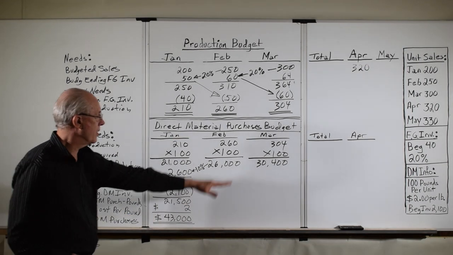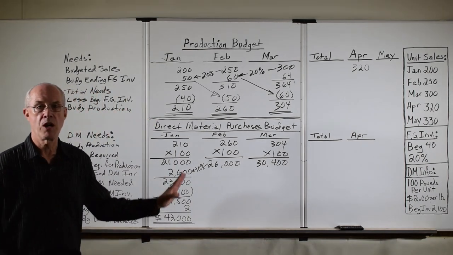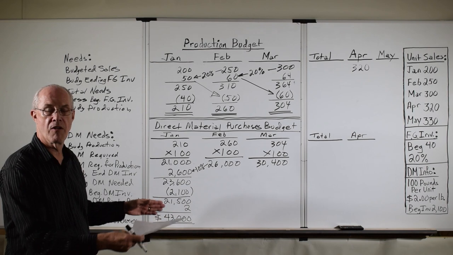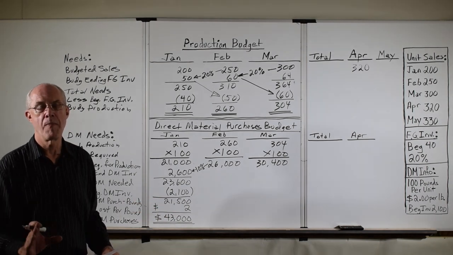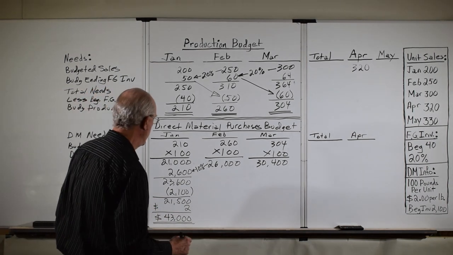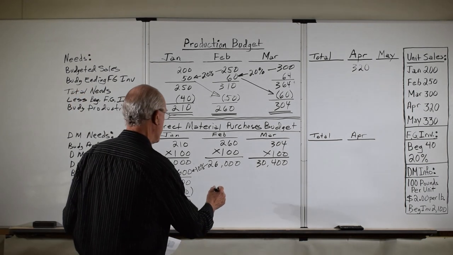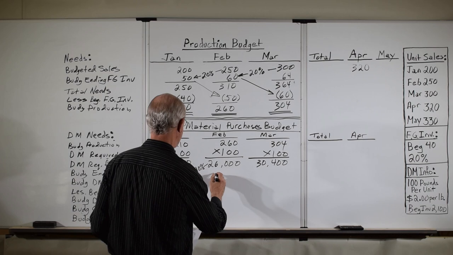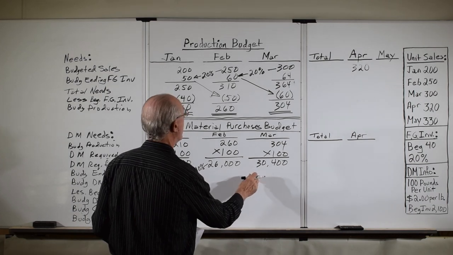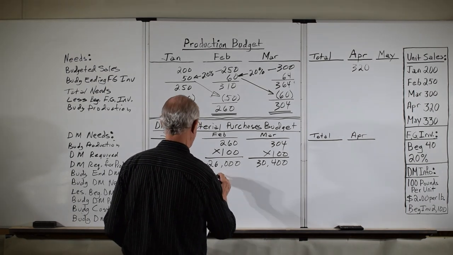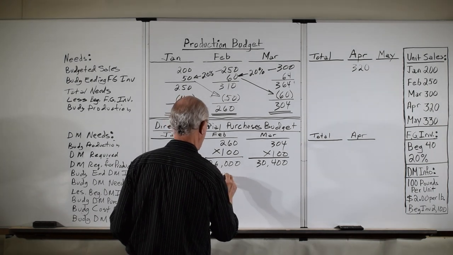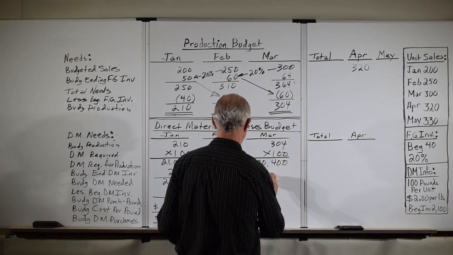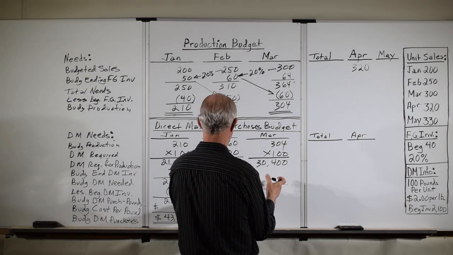And now we can complete these other columns. So if you want to go ahead and pause the video and do that, it's probably a good idea for you to interact with this material, and that way you'll remember it a little bit better. So here we go. Let's see. We've got the ending inventory for February is going to be 10% of March's direct material. So 10% would be 3,040.